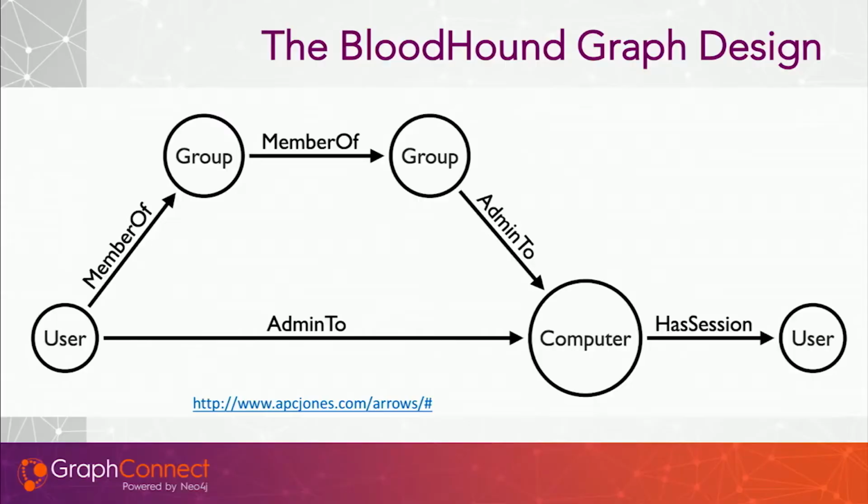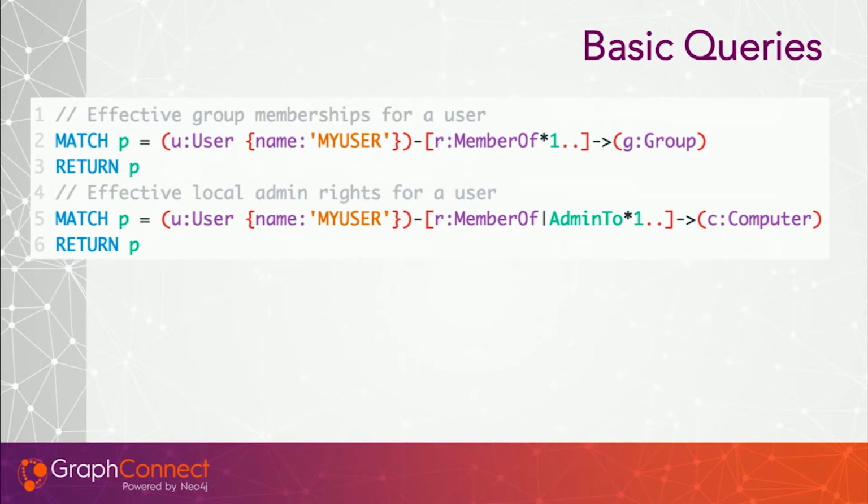And so this is the result. It's very simple. The user here on the very far left can be a member of a group, or it can be an admin to a computer. A group can be a member of a group, or it can be an admin to a computer. And then a computer can have a session for a user. And so a path emerges from the user on the bottom left to the user on the bottom right, along the admin to edge, and then the has session edge. Very, very simple. And so the simplicity of this allowed us to write very simple queries. So here are two examples, and I'll show you what this actually looks like in the interface as well. So effective group memberships for a user is one line effectively.